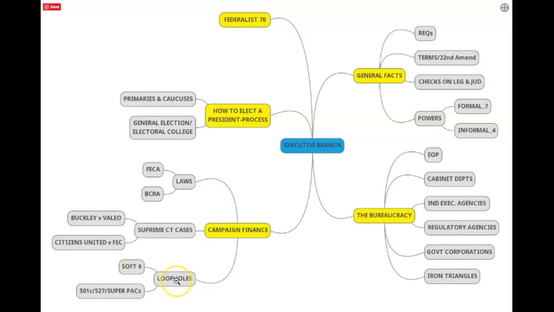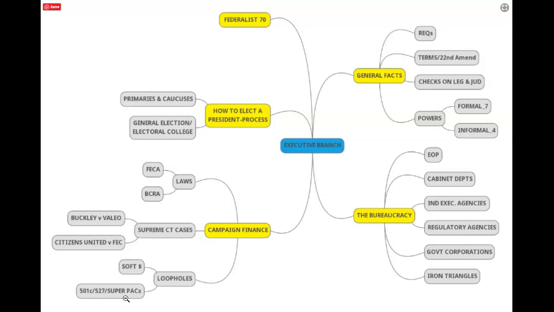And then we took a look at the two kinds of loopholes that came about from FECA. We had soft money, which is where they tried to go around those donation limits by donating to state parties and then having the state parties funnel it up. And then after McCain-Feingold, we had the development of three different kinds of groups: 501c groups, 527 groups, and super PACs. All of those can donate unlimited amounts of money, but they can only donate to issue ads.